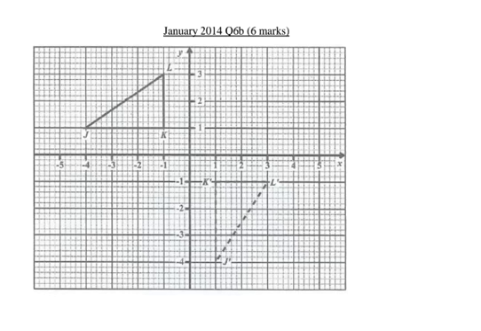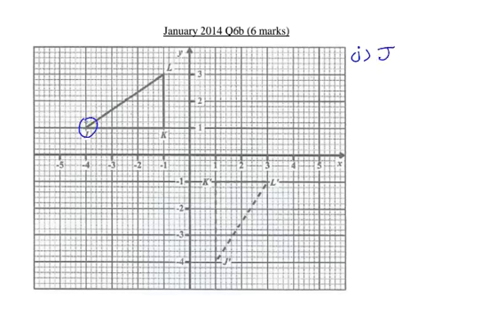Alright, so this question is January 2014, question 6b, and it says the diagram below shows triangle JKL and its image J prime, K prime, L prime after a transformation. We're asked to state the coordinates of the vertex J of triangle JKL.